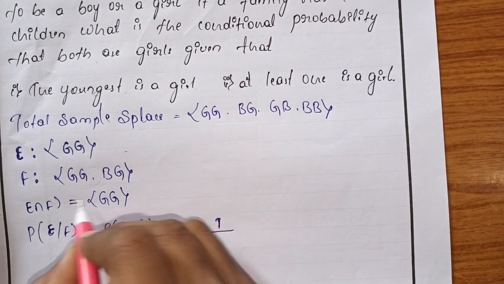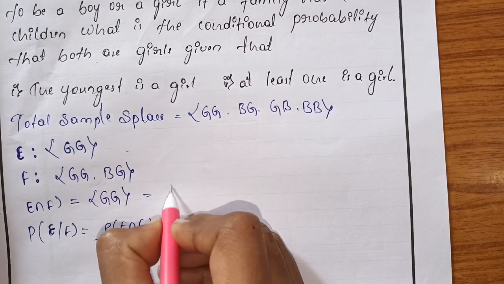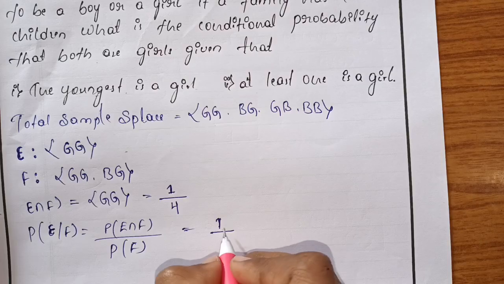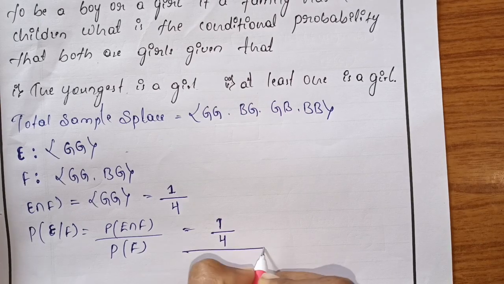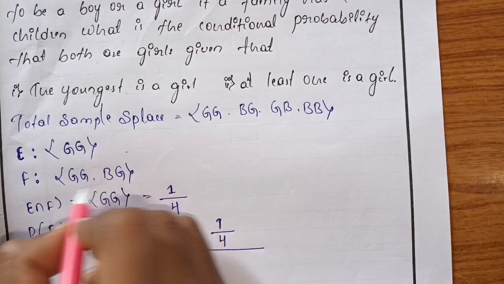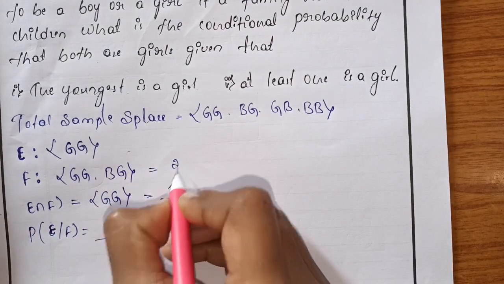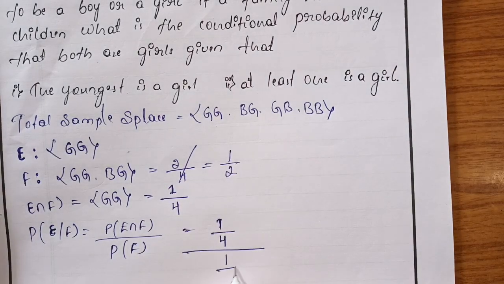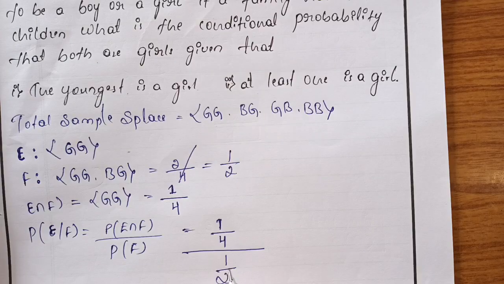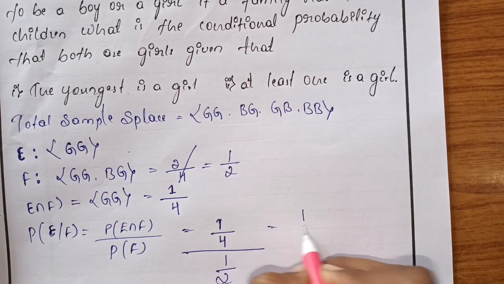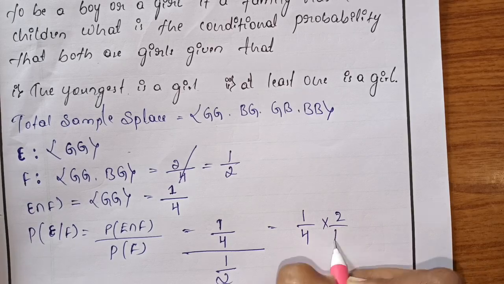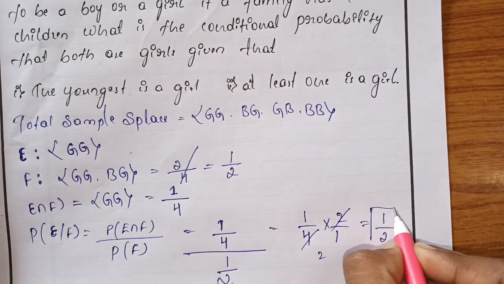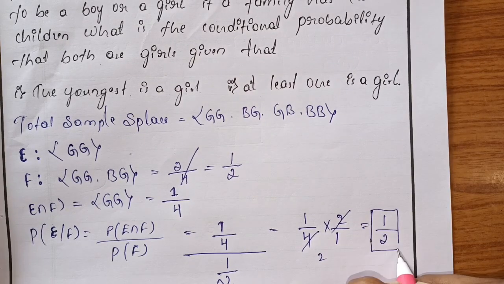Sorry, we should write it like this. E intersection F is 1. Number of favorable outcomes 1, total outcomes 4. So probability of E intersection F is 1/4 divided by probability of F. Number of favorable outcomes 2, total outcomes 4, so 2/4 is 1/2. So F is 1/2. We write it as 1/4 into 2/1. 2 ones are 2, 2 twos are 4. So the answer is 1/2. The probability that the youngest is a girl is 1/2.